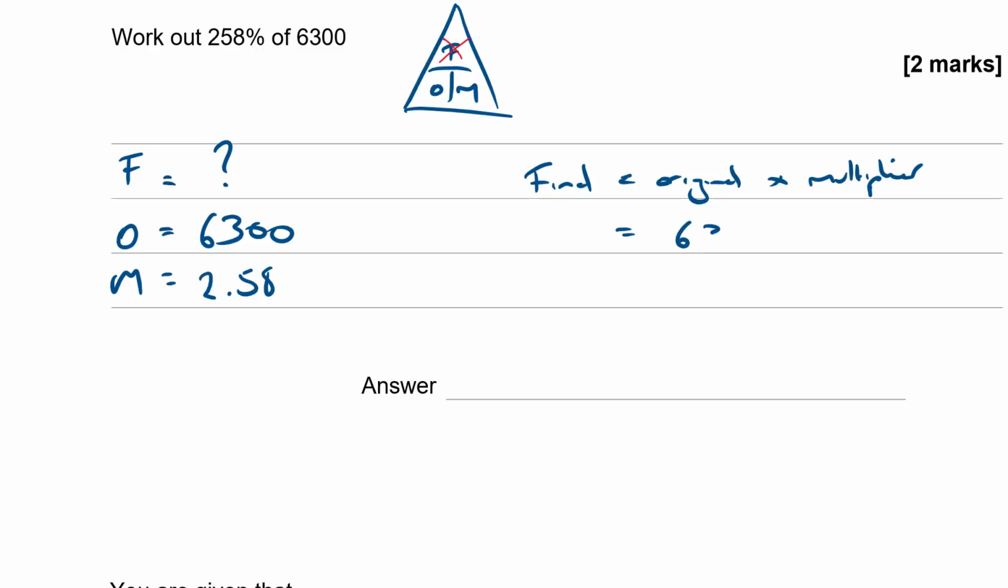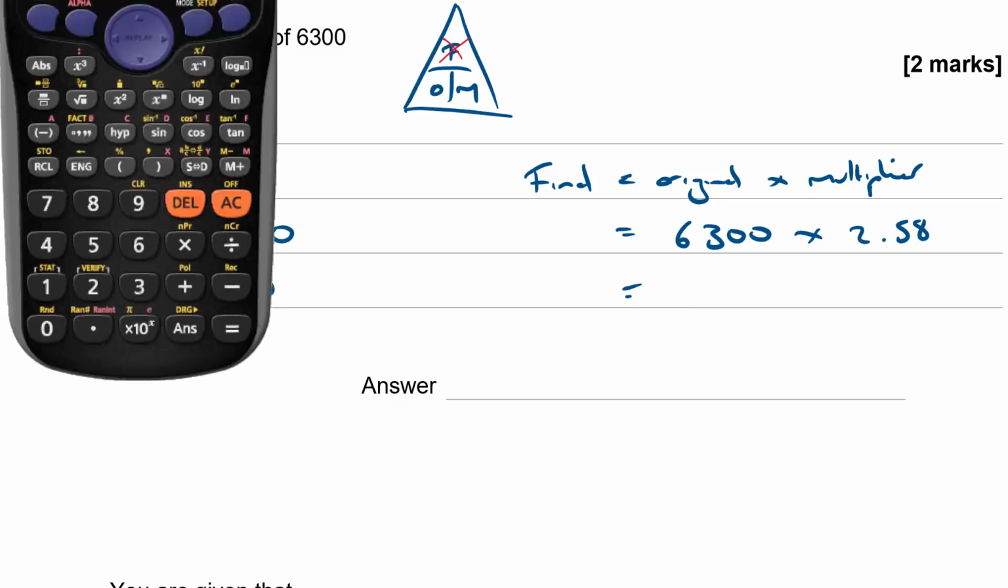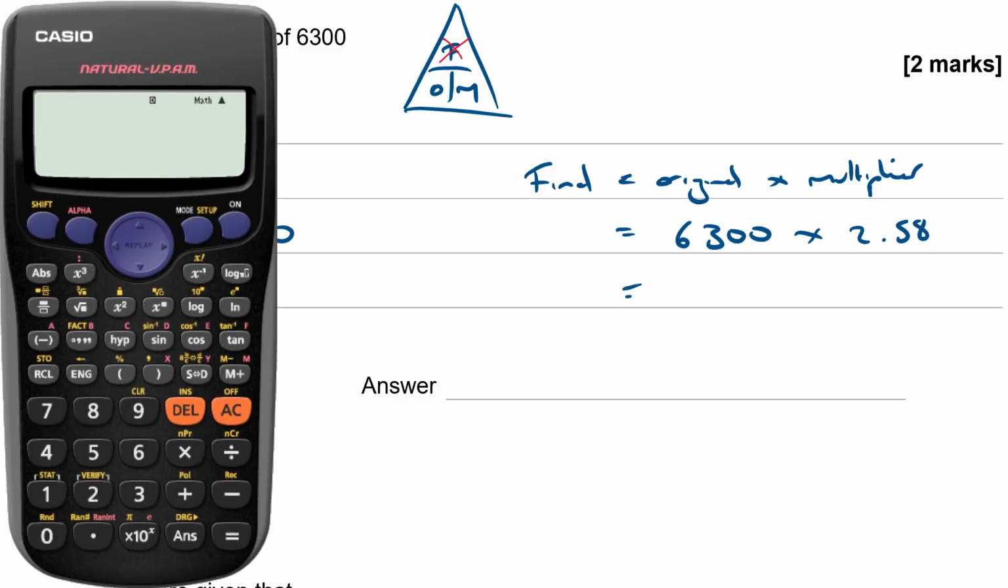Original is 6,300 and multiplier is 2.58. So reaching for a calculator, 6300 times 2.58 gives me 16,254.